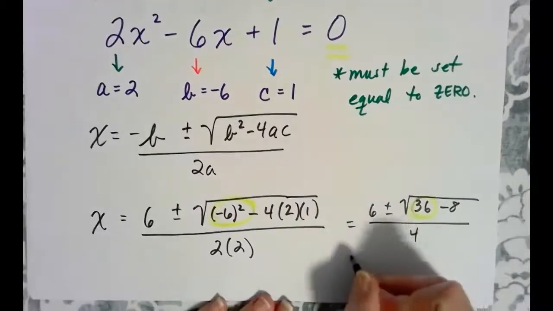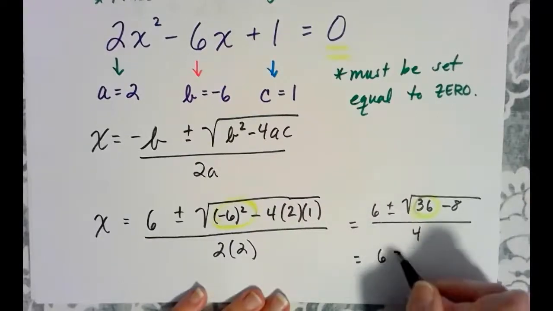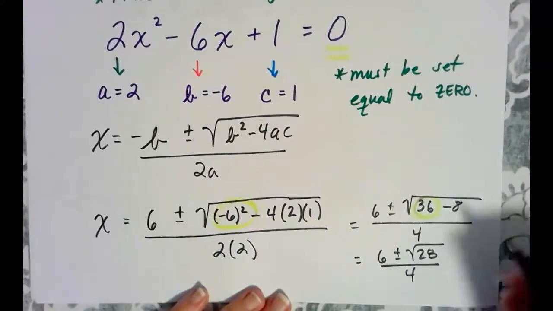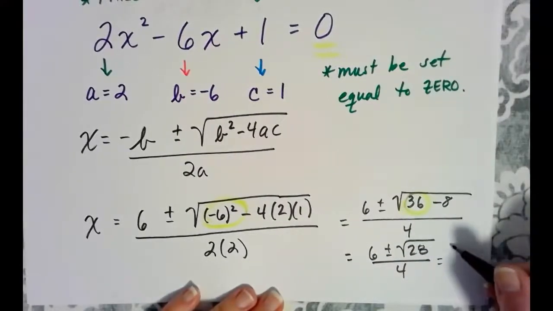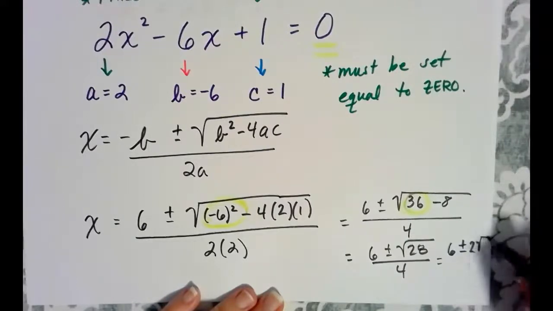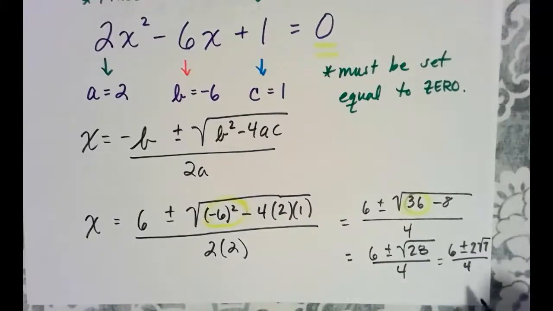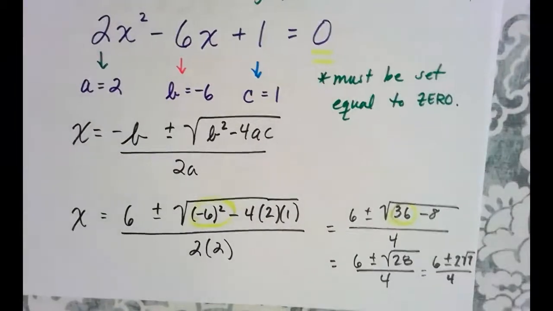So keep going underneath the radical. Underneath the radical, 36 minus 8 is 28. And then we need to simplify that radical, and the square root of 28 simplified is 2 root 7. 6 plus or minus 2 root 7 all over 4. Now we do need to go one step further and simplify this particular fraction. And remember, nothing is ever canceled until you factor. So let's factor this numerator.